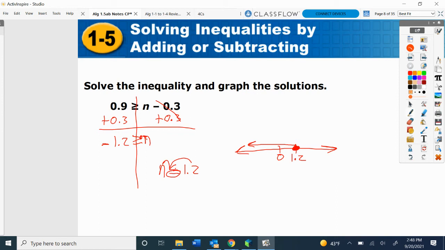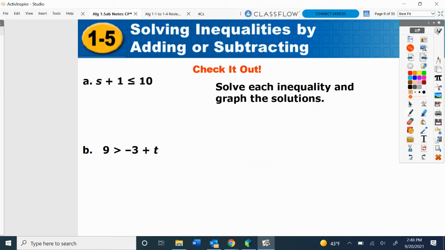We'll check out some more. It'll get more familiar as we practice some more of them. Try these ones on your own. See how that goes. See if you can solve them and graph. Problem B, because it's backwards, you want to turn it around when you get to your answer. That'll help you out. So see how you guys do, and you can pause the video, and then we'll check our answer here in just a couple of minutes.